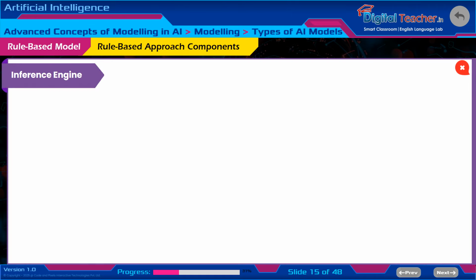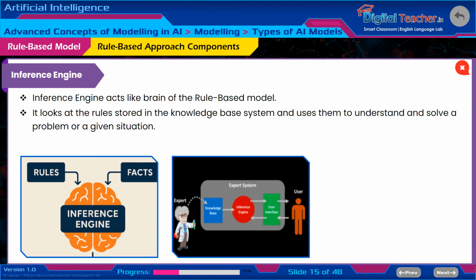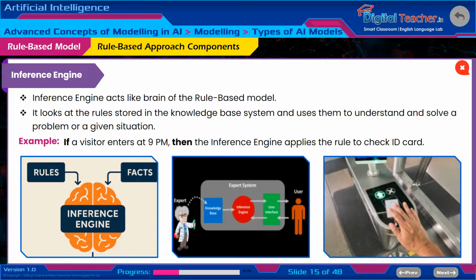Inference engine. Inference engine acts like the brain of the rule-based model. It looks at the rules stored in the knowledge base system and uses them to understand and solve a problem or a given situation. For example, if a visitor enters at 9 p.m., then the inference engine applies the rule to check the ID card.